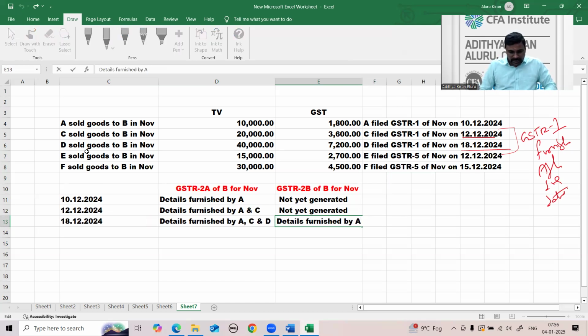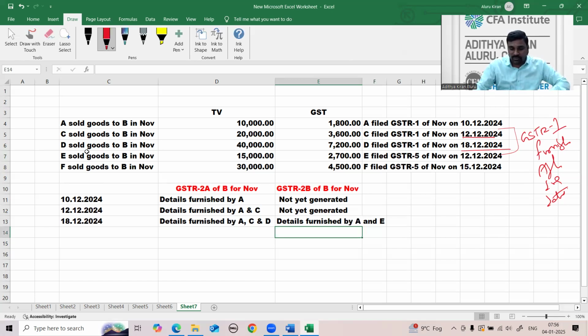it contains the details furnished by A and E. If you observe, both C and E furnished GSTRs on 12th December only, but E is reflected in GSTR 2B, and C is not reflected. Why? Because for C the due date is 11th December. Thereafter it will not be reflected.